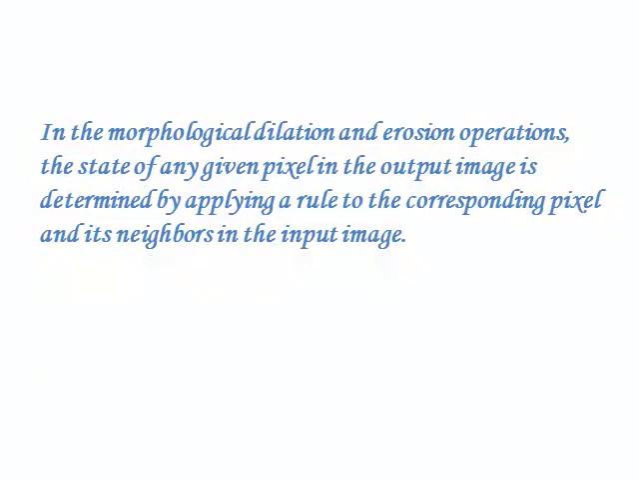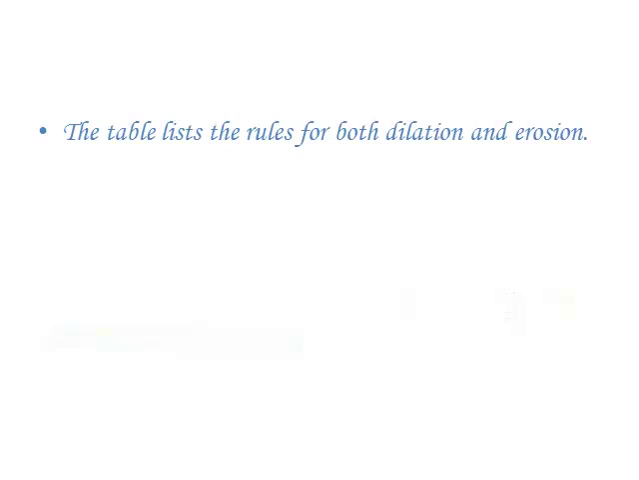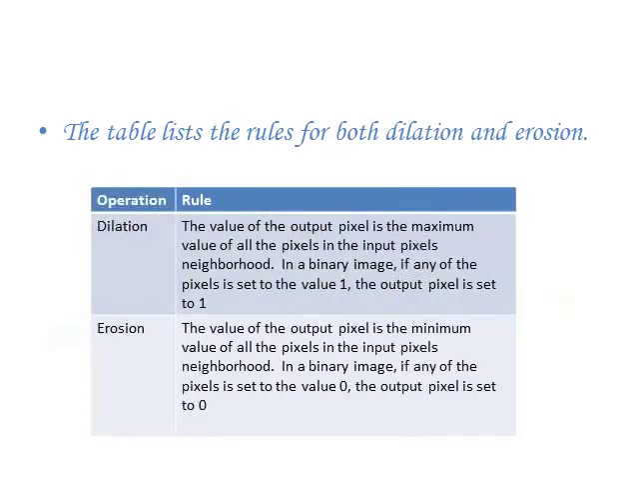In the morphological dilation and erosion operations, the state of any given pixel in the output image is determined by applying a rule to the corresponding pixel and its neighbors in the input image. The rule used to process the pixels defines the operation as a dilation or an erosion. The table lists a rule for both dilation and erosion. Dilation: the value of the output pixel is the maximum value of all the pixels in the input pixel's neighborhood.